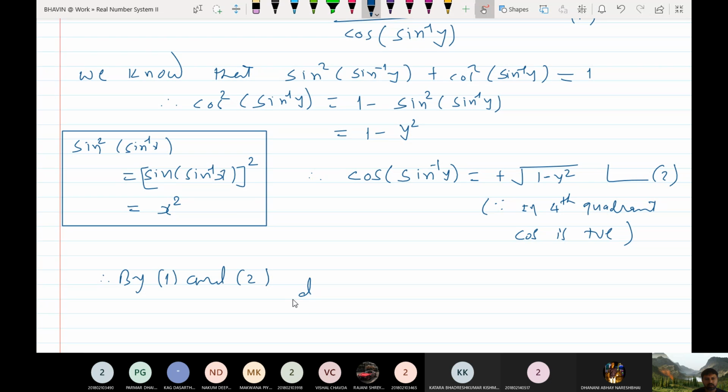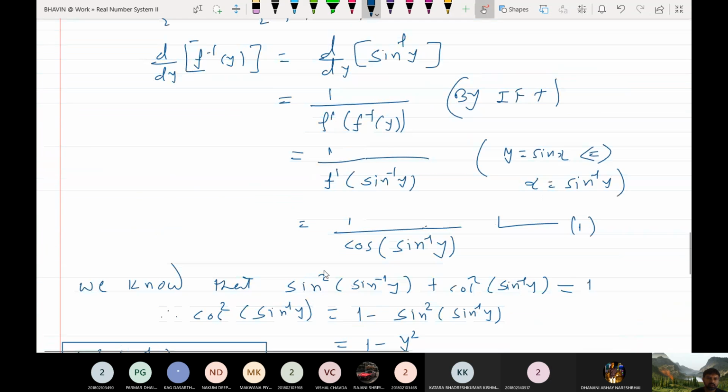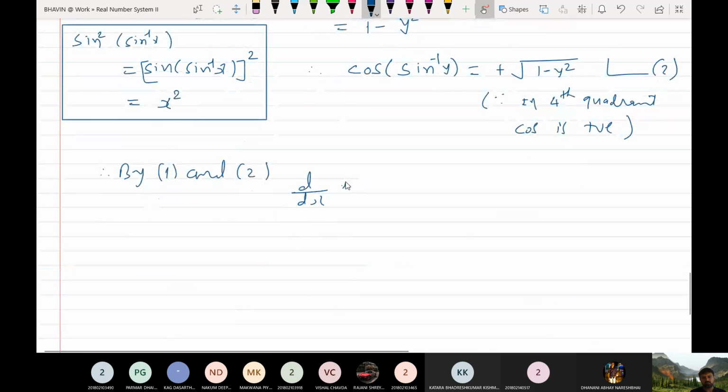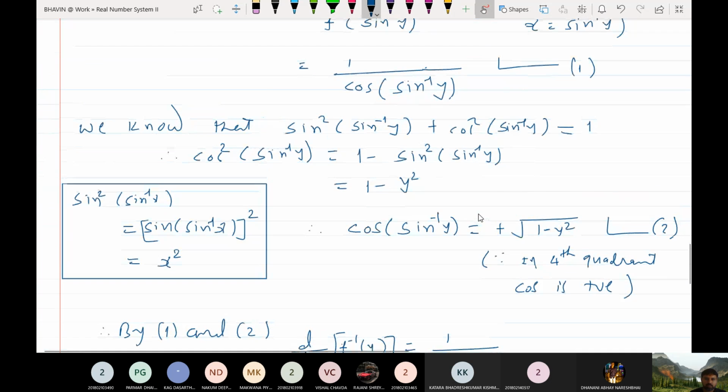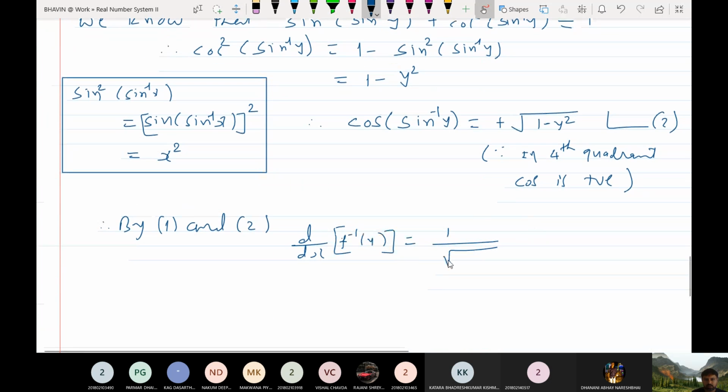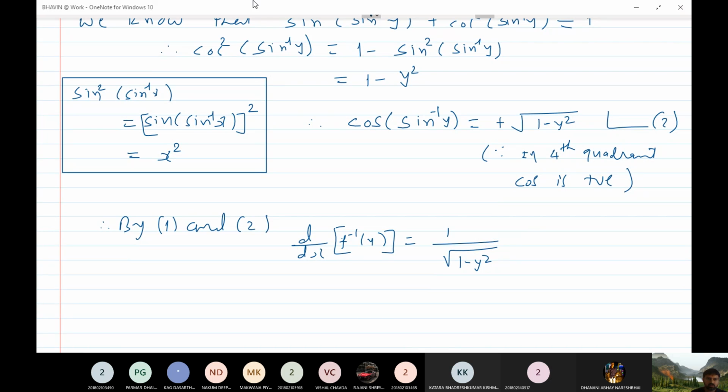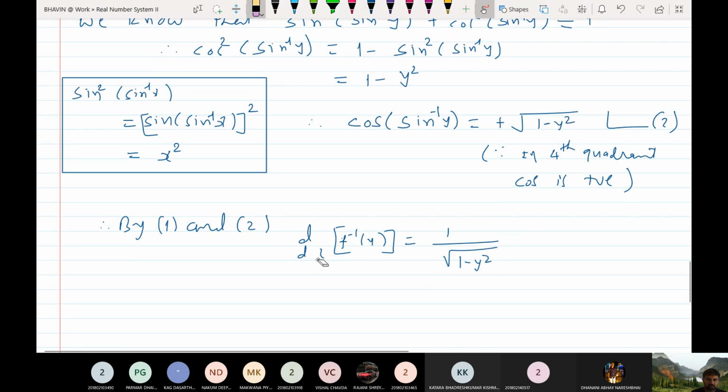Let me call this 2, therefore by 1 and 2 we can say that d by dx of f inverse y equal to 1 by square root, here see what is there: cos of sin inverse y, and the value of cos of sin inverse y is square root of 1 minus y square. Sorry, here I should not write x. This is y, not x. Did you understand this example?